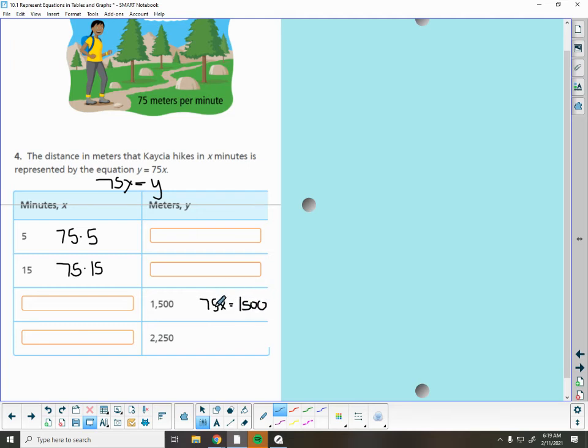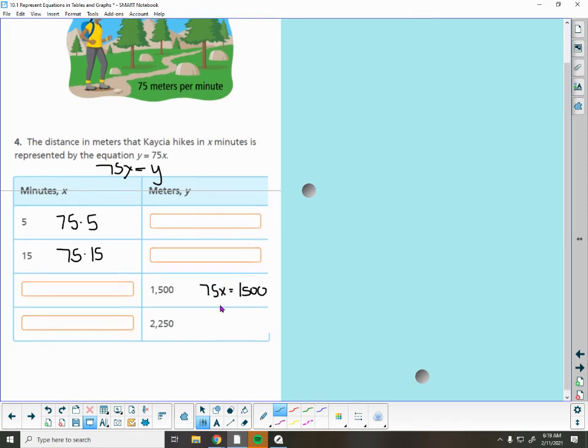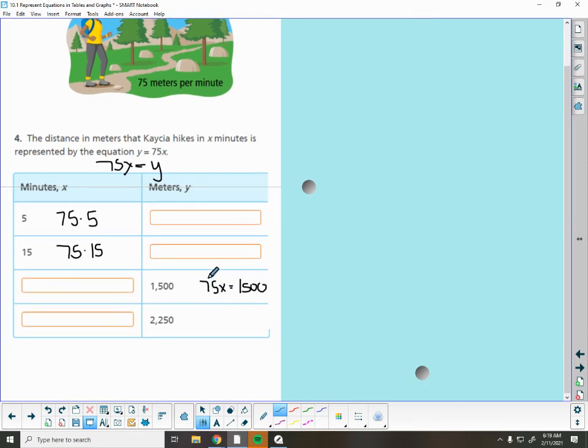1,500. We want to get x by itself. So the opposite of multiplying is to divide. So this time we're going to divide by 75 on both sides. So this one cancels out. So this 1,500 divided by 75 is going to tell us what x is over here. How many minutes did they walk to get 1,500 meters?